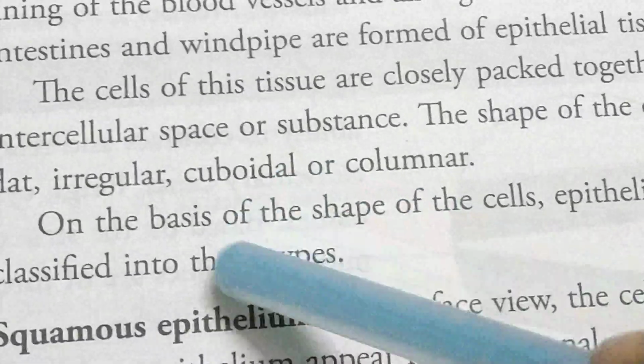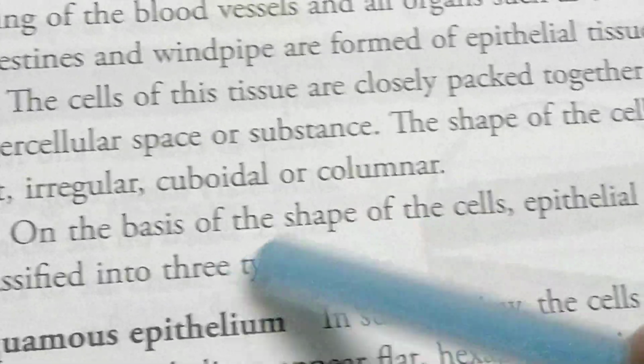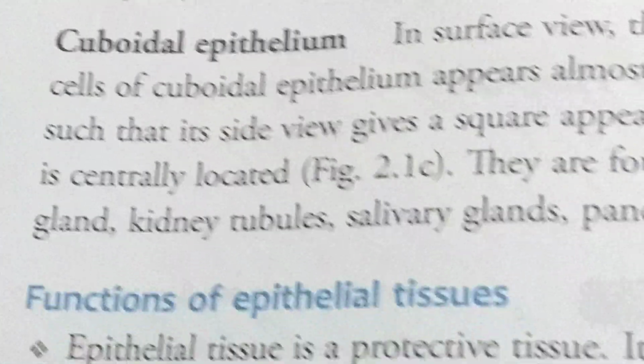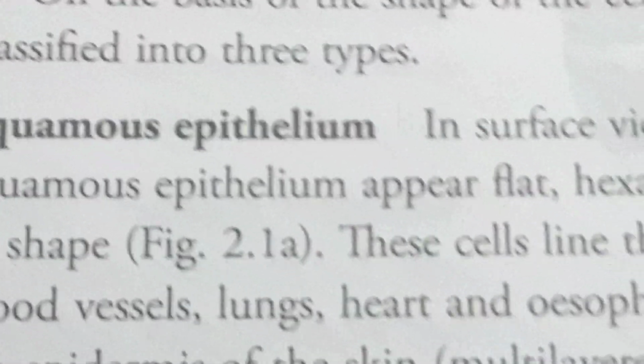So basically, depending on shape, epithelial tissue is classified into three types: squamous epithelium, columnar epithelium, and cuboidal epithelium. Squamous epithelium.